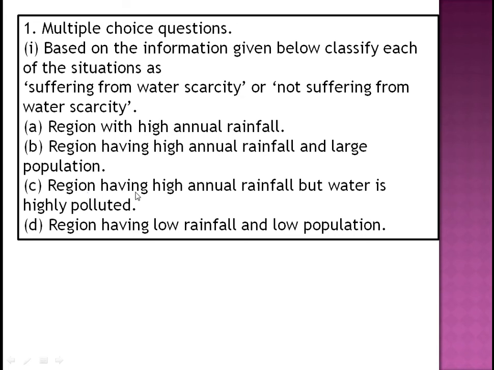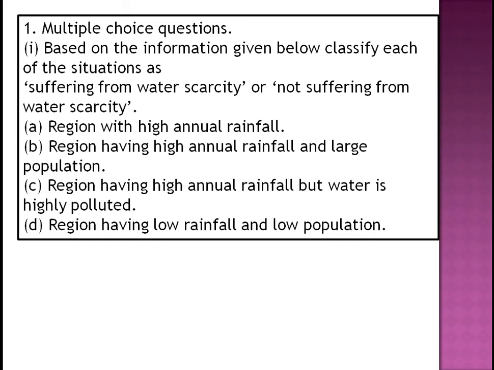Third, region having high annual rainfall but water is highly polluted. So heavy rainfall is there but the water is polluted. Then also the people are going to suffer with water scarcity. Next, region having low rainfall and low population. So there the population is low and rainfall is also low. So they will not suffer from water scarcity. The reason why? Because their population is less.